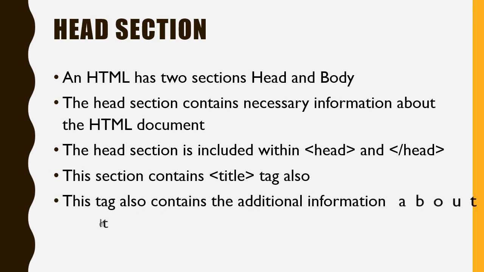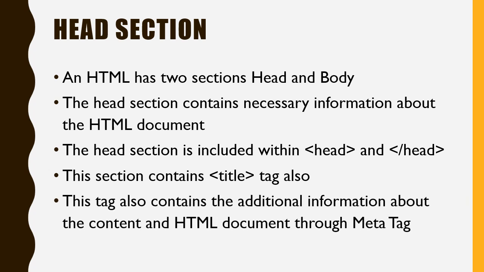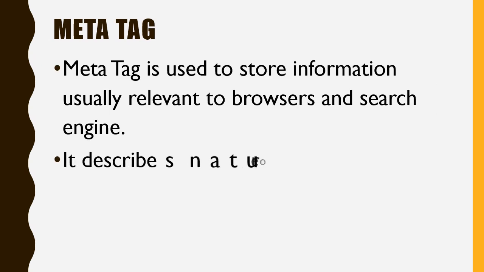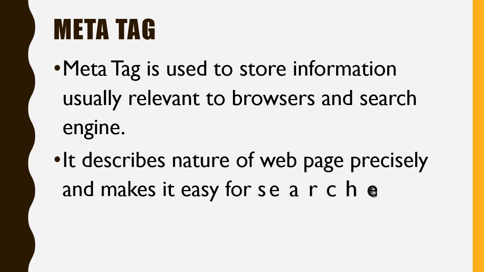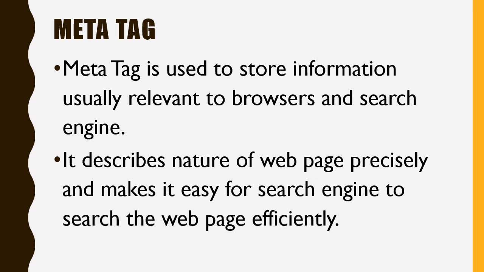This section contains the title tag also. This section also contains additional information about the content of the HTML document through the meta tag. What is a meta tag? A meta tag is used to store information usually relevant to browsers and search engines. It describes the nature of the web page precisely and makes it easy for search engines to search the web page efficiently.